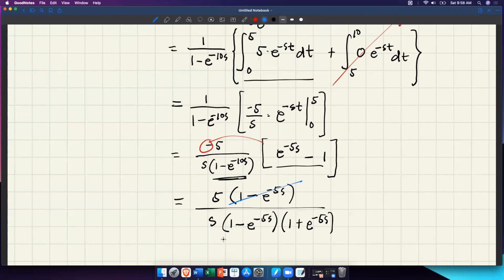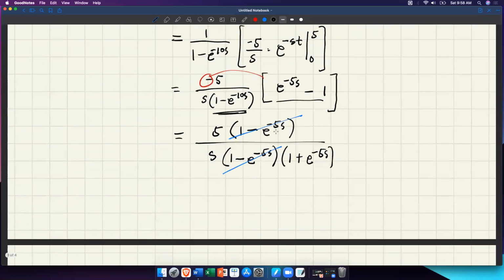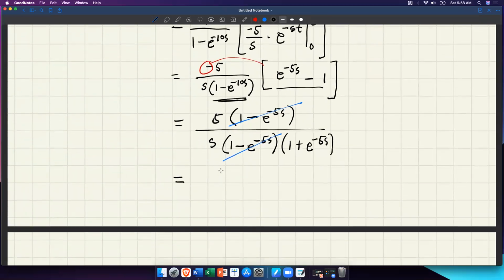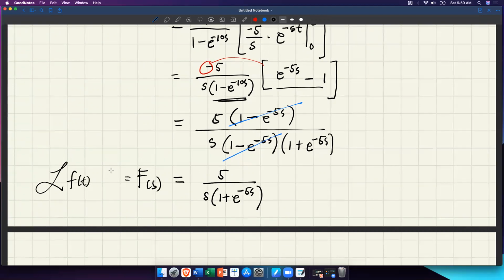You can cancel this, leaving you the value of 5 all over s all over 1 plus e raised to minus 5s. This is now your function of s, or this is the Laplace transform of your periodic function. So this will be now your final answer. That's how you take the Laplace transform of the periodic function.